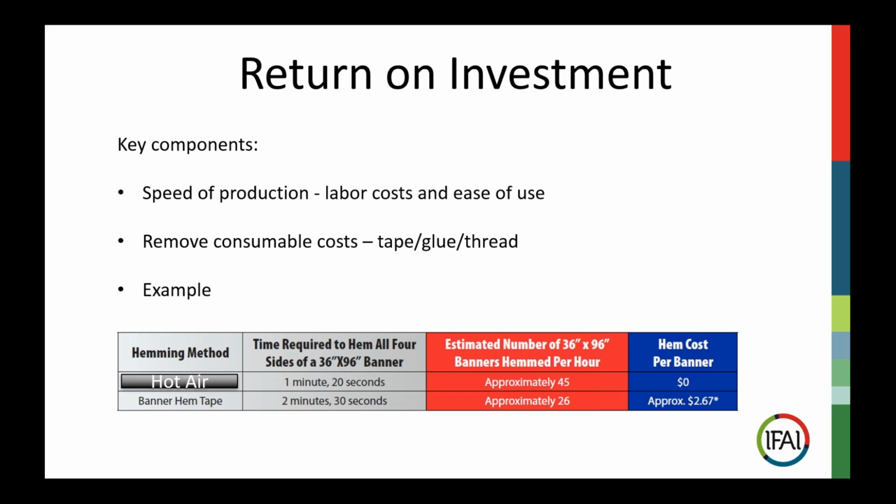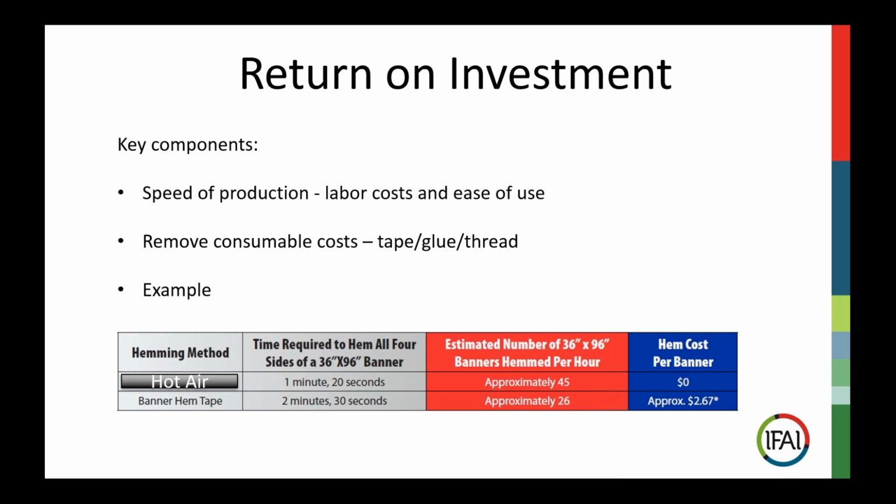Or if you're not producing them at all and you're using a different technology for, say, a consumable product like a tape or glue or thread, how much of that am I going to get rid of and increase in productivity? So on the bottom is an example of welding hems on banners and how much that would save you if you used hot air, for example.